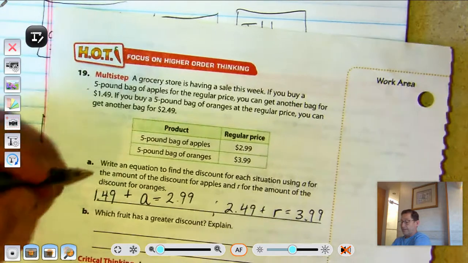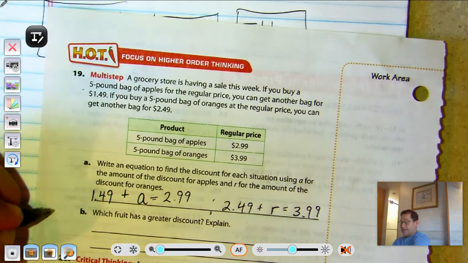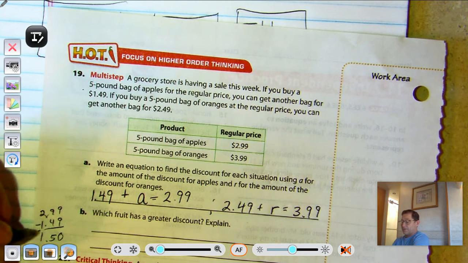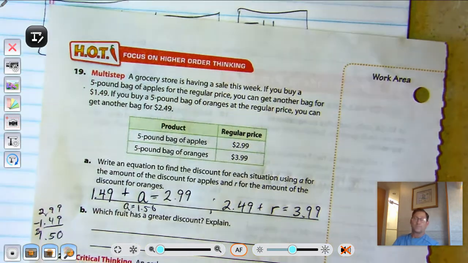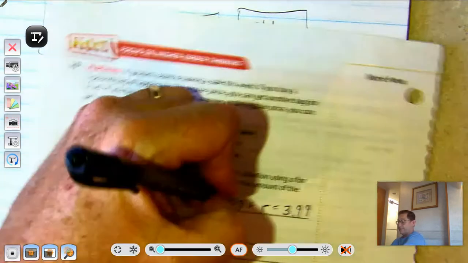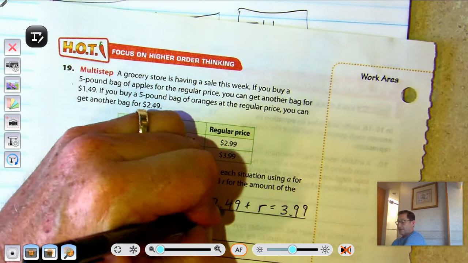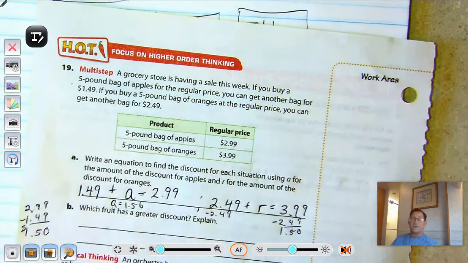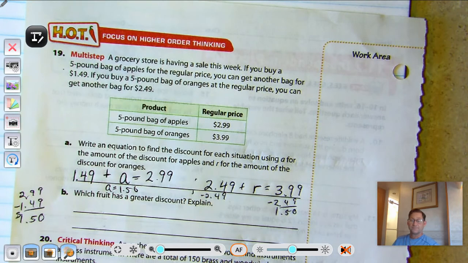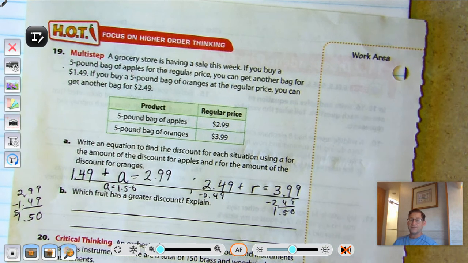Well, in A, $2.99 minus $1.49 would be $1.50. And in this one, if we subtract $2.49 from both sides, we get a discount of $1.50. So they both have the same discount.